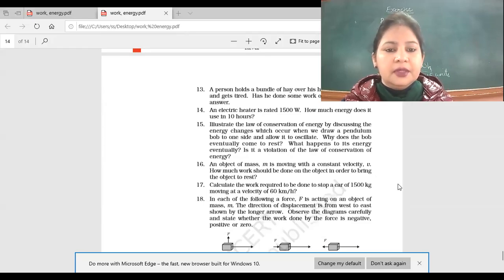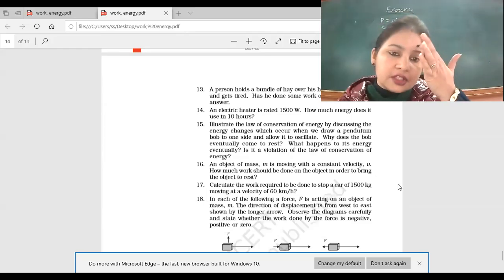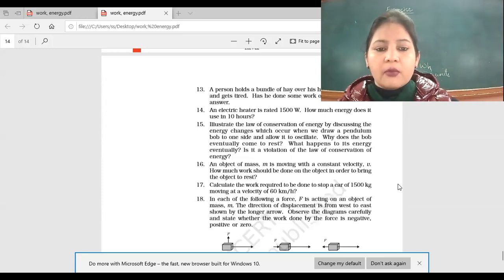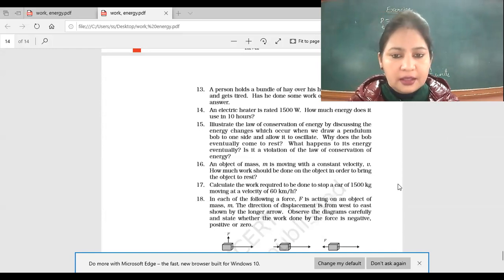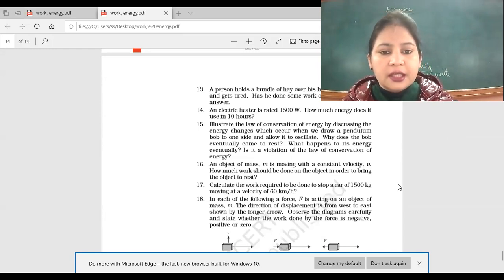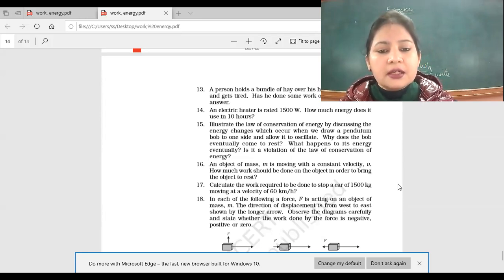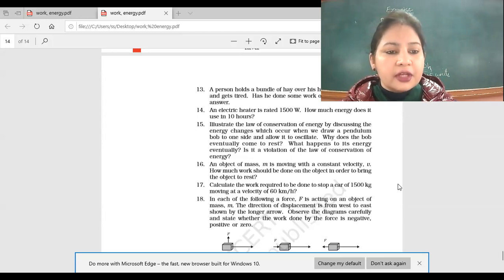Question number 15. Illustrate the law of conservation of energy by discussing the energy changes which occur when we draw a pendulum bob to one side and allow it to oscillate. ठीक है, हमने किया example. Why does the bob eventually come to rest? वो rest पे क्यों आ जाता है? Eventually means gradually, धीरे धीरे. What happens to its energy eventually? And is it a violation of law of conservation of energy?